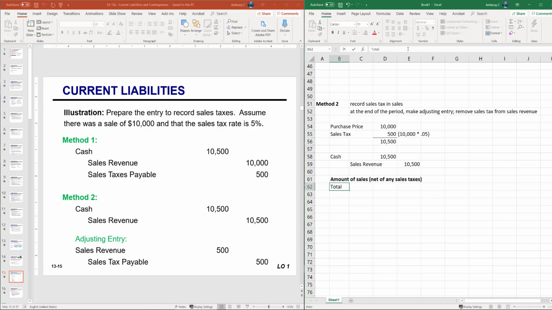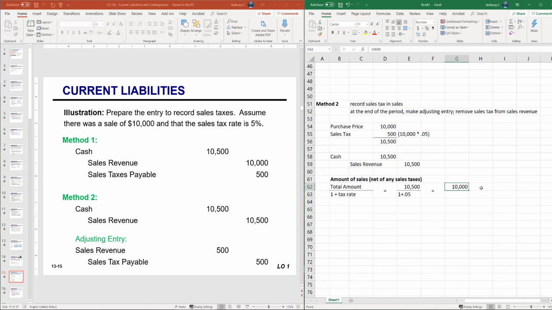Right, we can just take our total amount and divide that by 1 plus the tax rate. In this case, our total amount of sales, including tax, is 10,500. Our tax rate is 5%, so we'll divide this all by 1 plus the tax rate of 5%. In decimal form, it'll be 1.05. So 10,500 divided by 1.05 just gets us to $10,000.